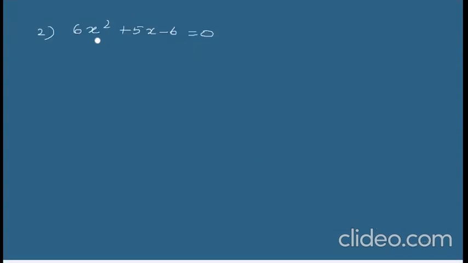Okay. Consider this question: 6x square plus 5x minus 6 is equal to 0. Here the first number is 6 and the constant is negative 6. So 6 into negative 6 is equal to negative 36. So we have to find two numbers in such a way that the sum is positive 5 and the product is negative 36. On addition, we should get 5, and on multiplication we should get negative 36.